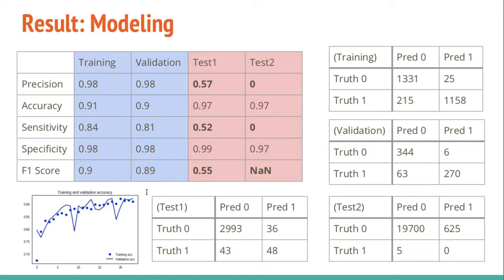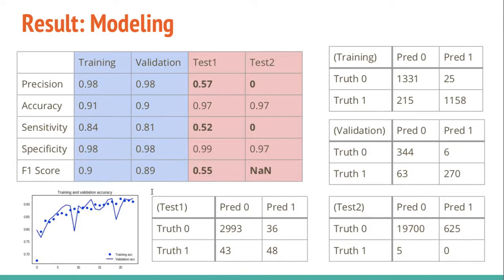But for test result 1 and test result 2, the precision, sensitivity, and F1 score are pretty low, and the accuracy and specificity are pretty high due to a very imbalanced dataset. And for test result 2, we have not a number because precision and sensitivity are both 0, so we're dividing by 0. That's why we got not a number.